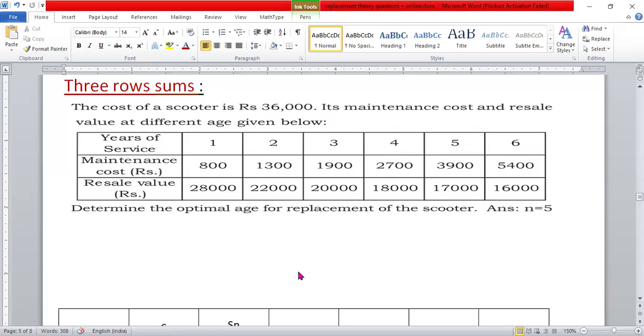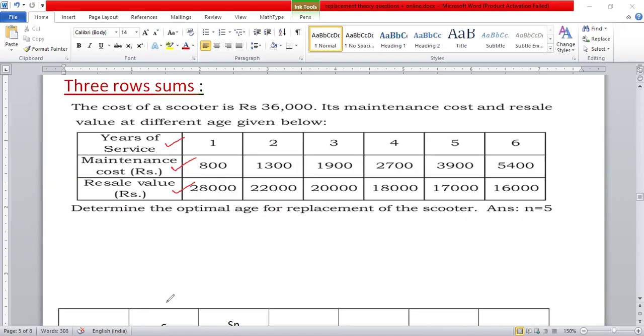Okay, replacement theory part number 2. Just now we completed two row sums. Now we have a 3-row sum. So look at the 3-row sum. We have a year column given, maintenance cost also given, resale value also given. Guys, note that here we have a 3-row sum.